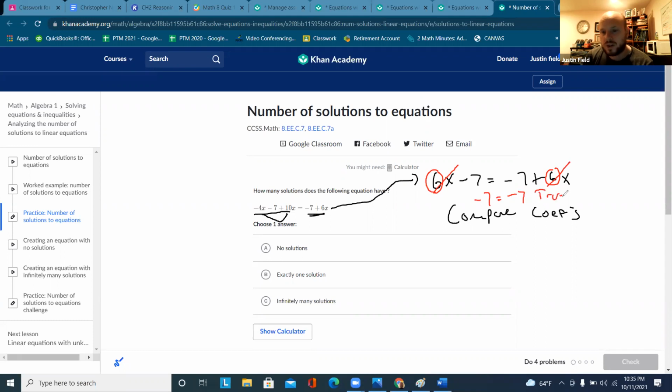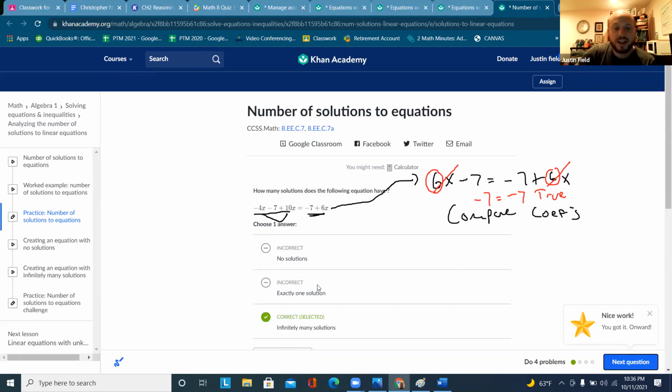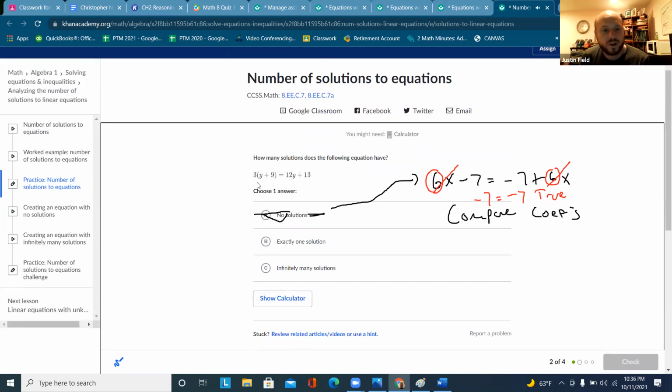which is true. All right, so if the coefficients end up being the same on the left and the right before you move your variables and numbers, then something is going to happen. It's not going to be normal. You're either going to have no solution or infinite solutions. In this case, -7 is equal to -7. So that is infinite solutions. When you get a true value, it's infinite. Let's see if the next one, nah, this one is one solution.